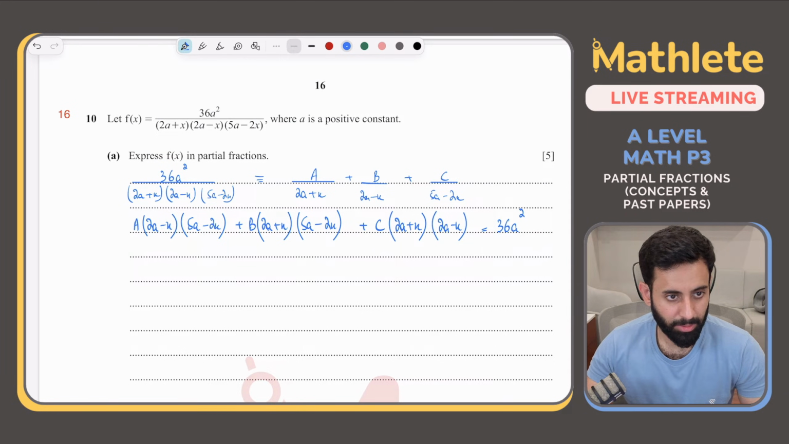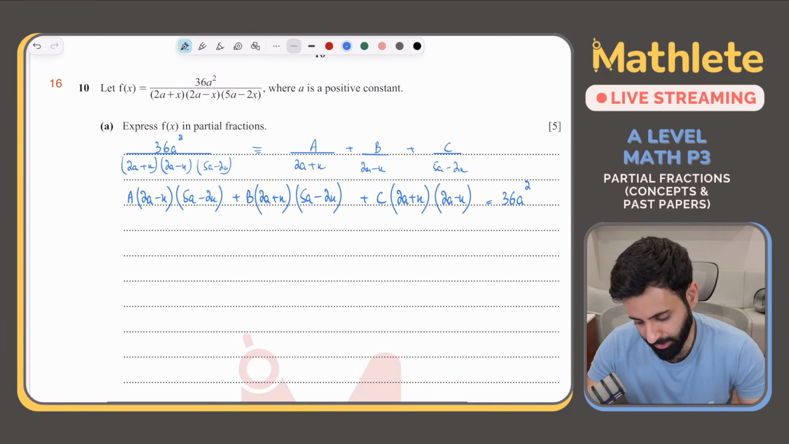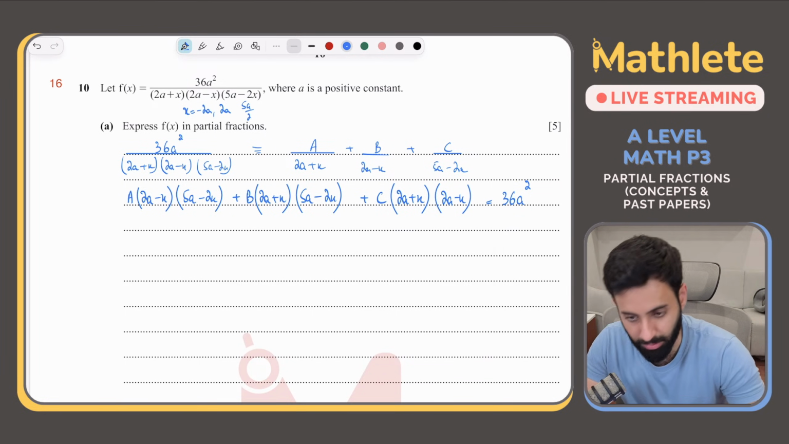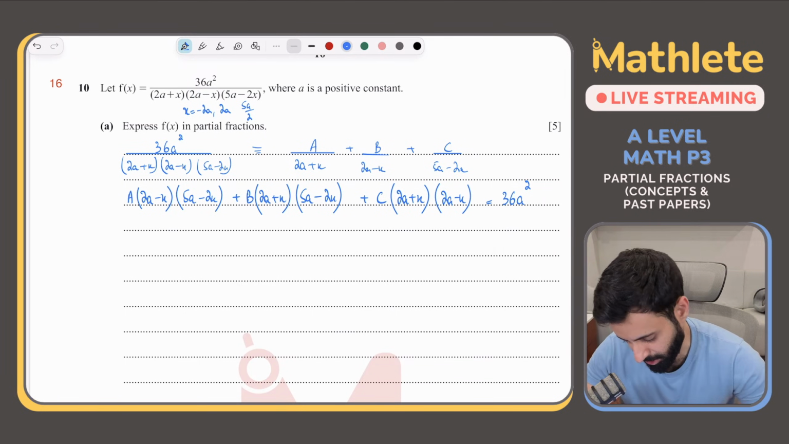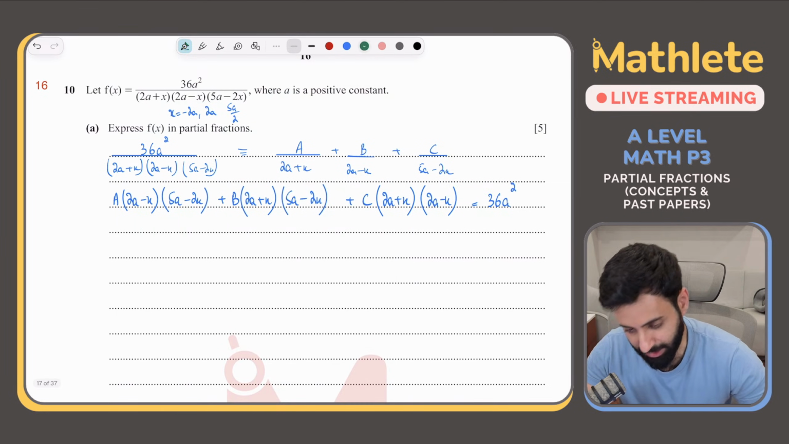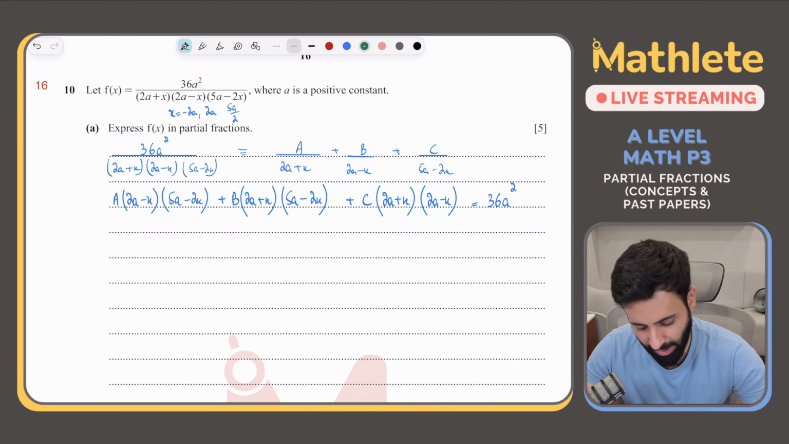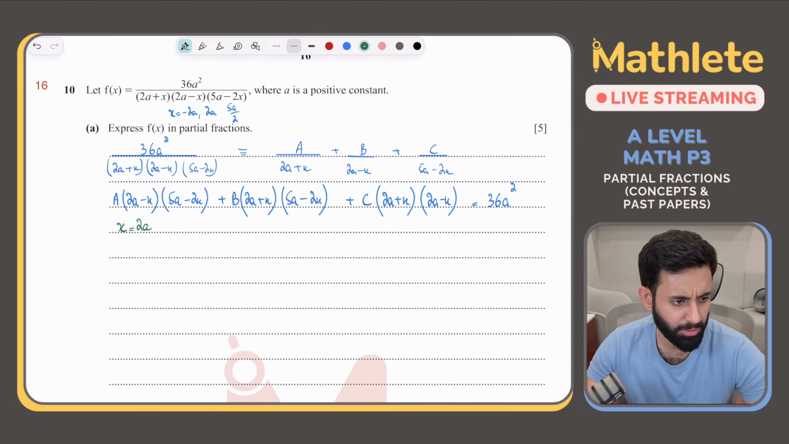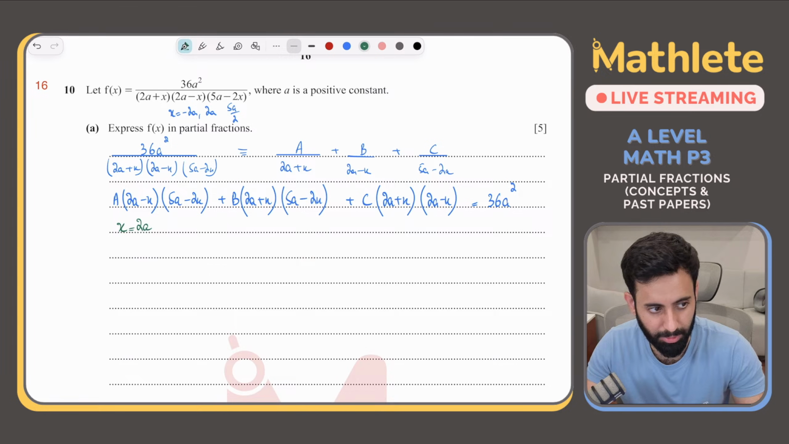The values that we are going to substitute depend on the denominator. If I equate the denominator to 0, we have x equals minus 2a, x equals 2a, and x equals 5a upon 2. These are the values that we are going to substitute one by one. Notice there is no x on the right hand side, the only x that we have is on the left hand side. So let's start by substituting x equals 2a. You can start with the minus sign, you can start with whatever you want, it makes no difference.